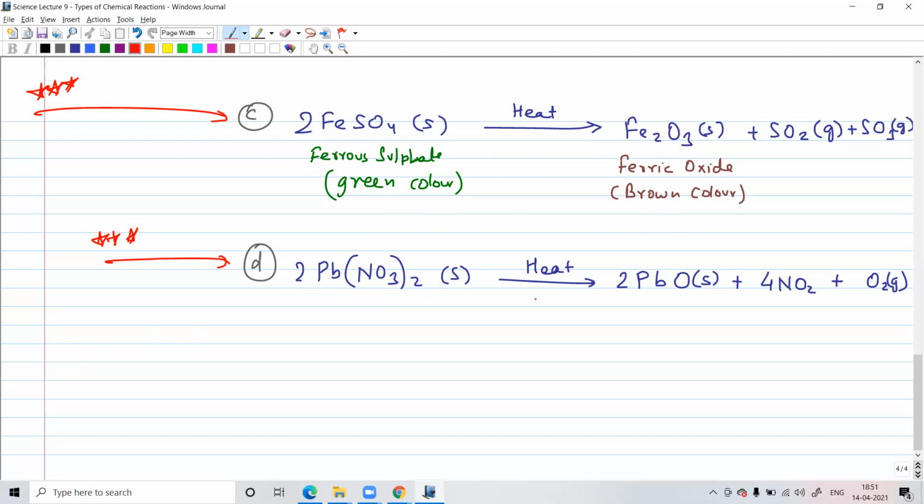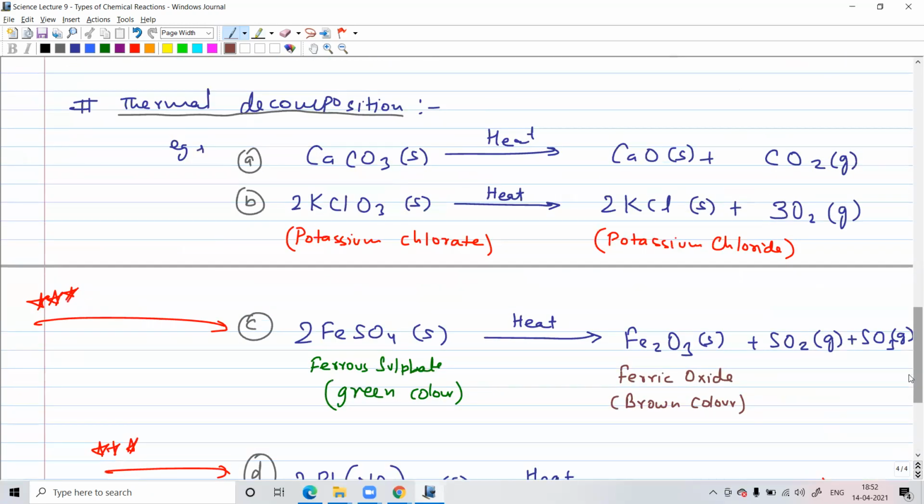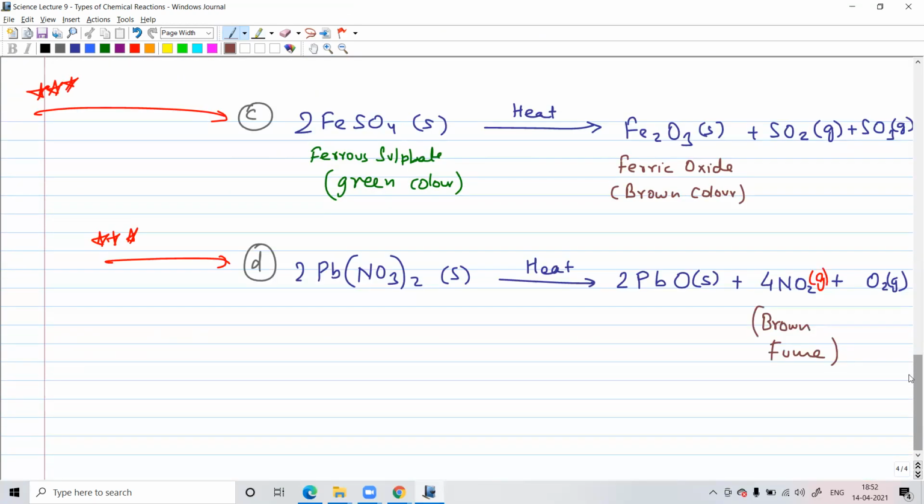Same way, in this lead nitrate solid, when you decompose it, it breaks down to lead oxide, nitrogen dioxide, and oxygen. And here, this nitrogen dioxide is brown in color again. This has brown fumes. This is gaseous, this is gas, and it will be of brown color. And since it is gas, that's why you are reading it as brown fumes. So now you have 4 examples of thermal decomposition.